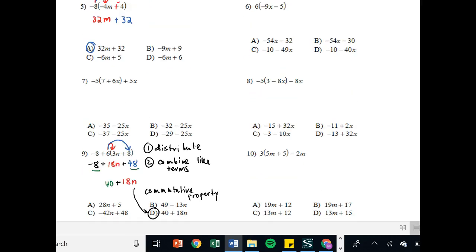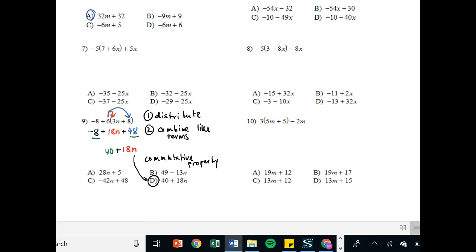All right, now for a problem like number 7. We've got negative 5 times 7, that's a DSN, different signs negative, so that's negative 35. Then we've got a negative 5 times 6x, so that's plus negative 30x. We're always going to put plus signs, and then if it's negative, we'll put the negative sign. If it's positive, we won't put anything. And then we're going to drop down our 5x.